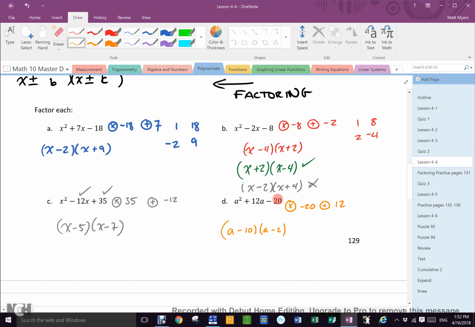Oh, Mr. Myers, fine. It was negative 20. So it must be positive 10 and negative 2. Does that work? Why not? Because 10 minus 2 gets me 8. Okay, Mr. Myers, you're why I oughta. It's negative 10 and positive 2. Now I gotcha. Why? Because negative 10 plus 2 is negative 8. Okay, so it must not be 10 and 2. Well, then it must be 5 and 4. Is it? Can 5 and 4 get to 12 in any way?